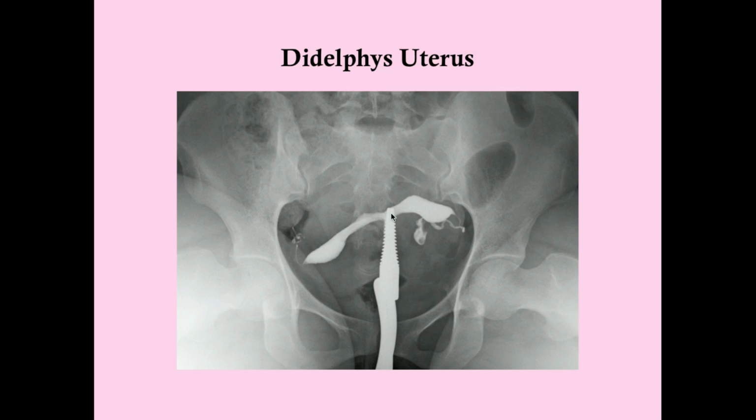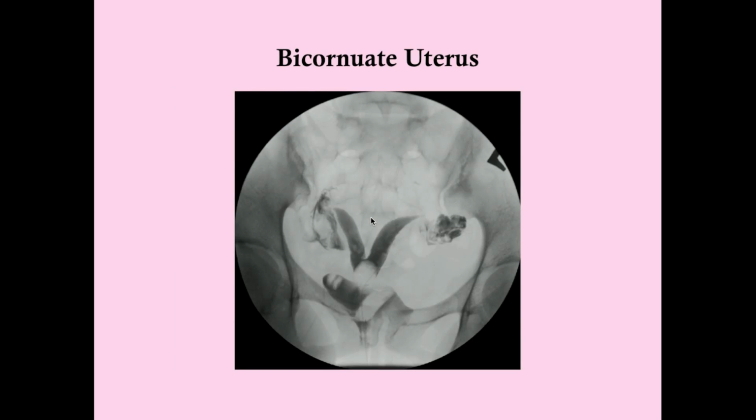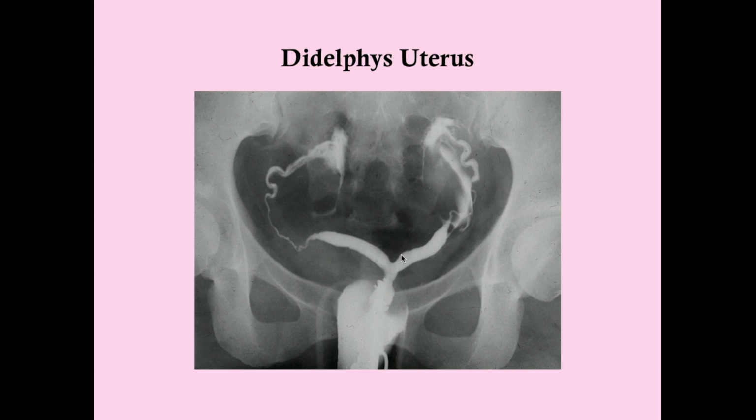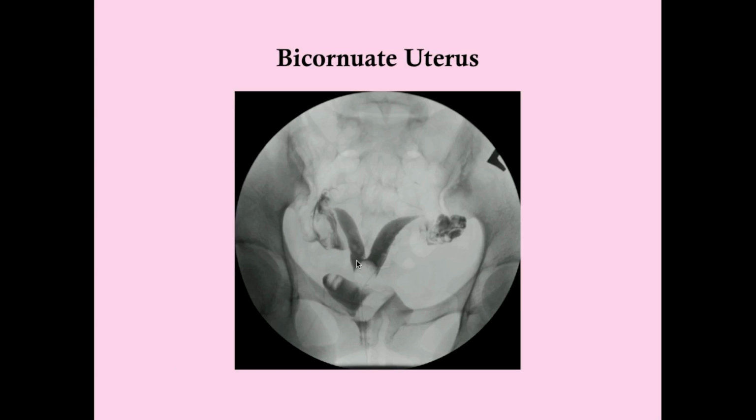So here again is a Didelphys uterus. This is much more apparent, but sometimes if these two horns of the uterus, or these two uteri, come together a lot closer, it can be difficult to distinguish this on hysterosalpingogram from a septate uterus and also from a bicornuate uterus, which is what we're going to talk about now. So you can see how, if these came together enough, it can be difficult to distinguish a Didelphys uterus from a bicornuate uterus on hysterosalpingogram.